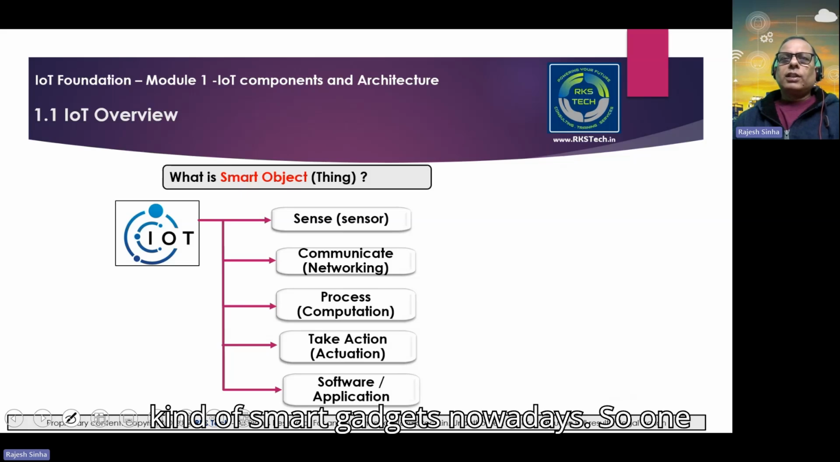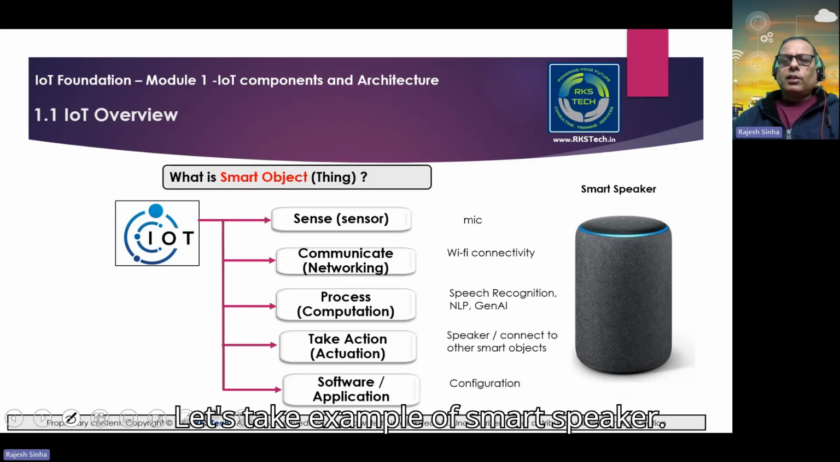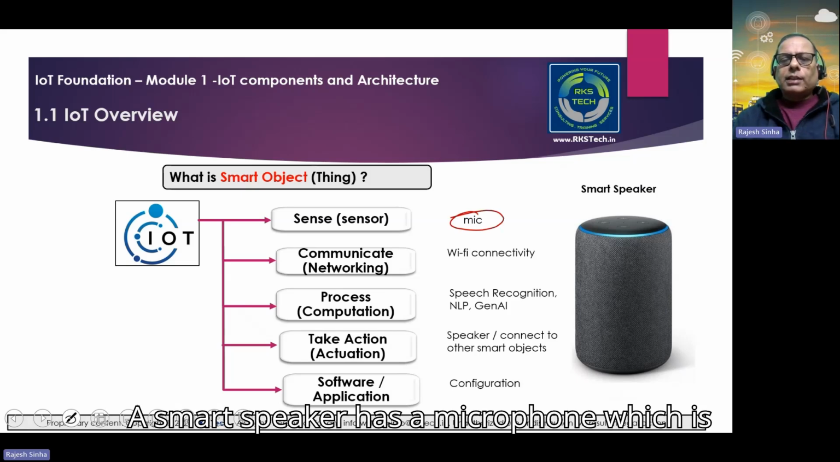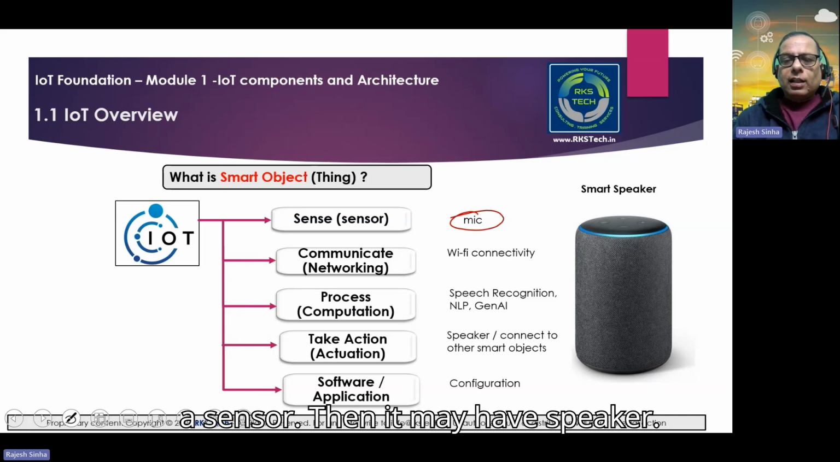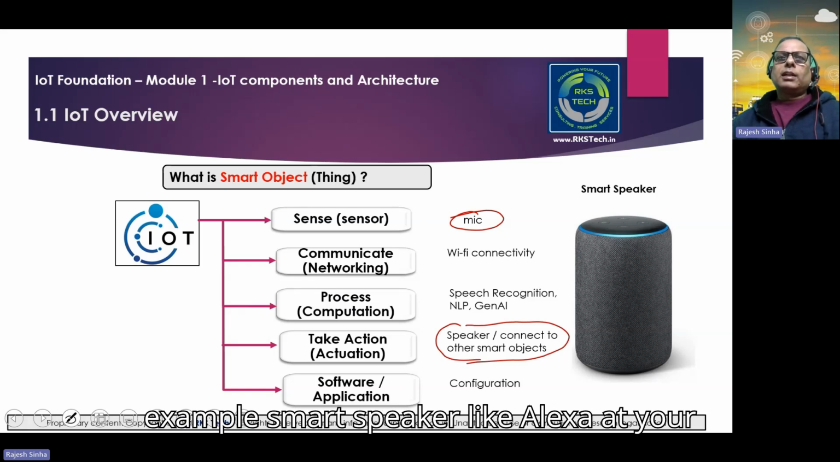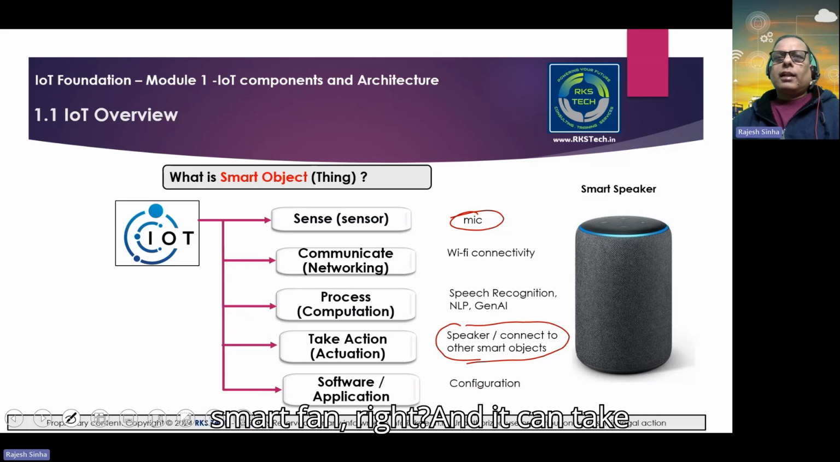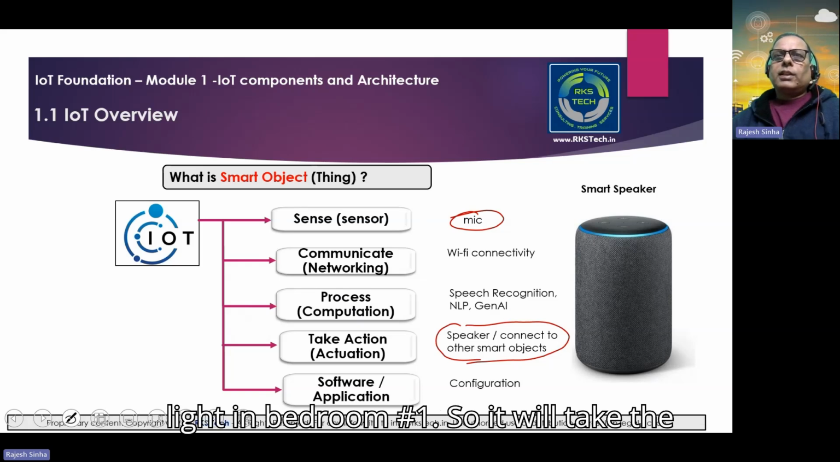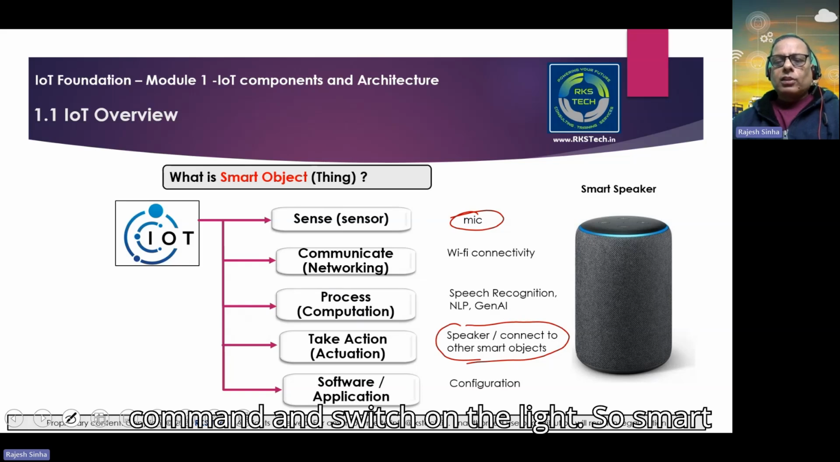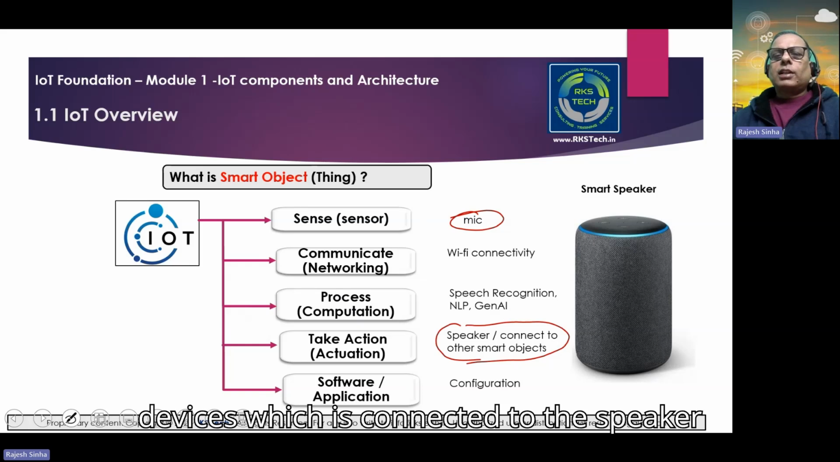If you take a simple example at home, all of us may be surrounded with many different kinds of smart gadgets nowadays. One simple example is a smart speaker. A smart speaker has a microphone, which is the sensor. Then it may have a speaker, which is the actuator. Or in case it is connecting to other smart objects, for example, a smart speaker like Alexa at your home, it can connect to the smart light, smart fan, right? And it can take commands. If you say Alexa, switch on the light in bedroom number 1, it will take the command and switch on the light. So the smart actuator is your speaker plus other smart devices which are connected to the speaker.